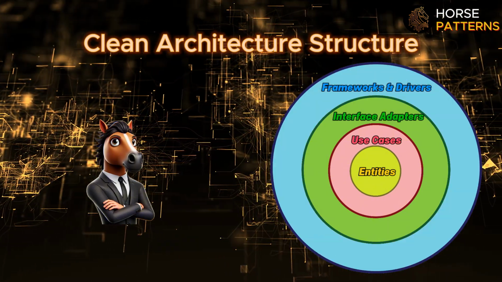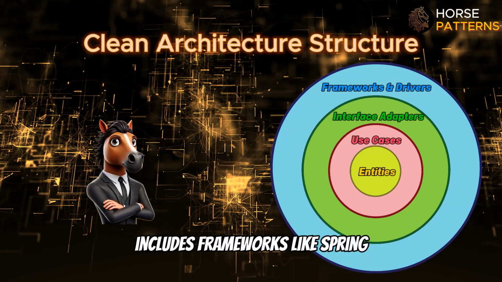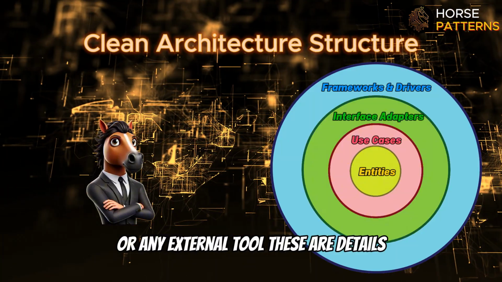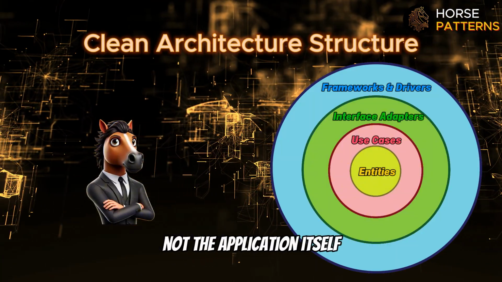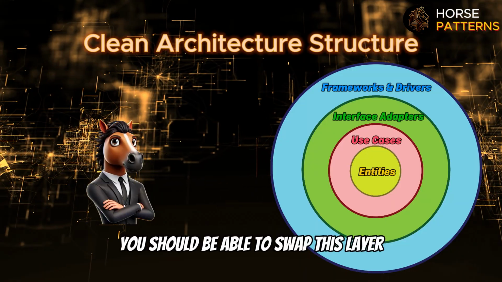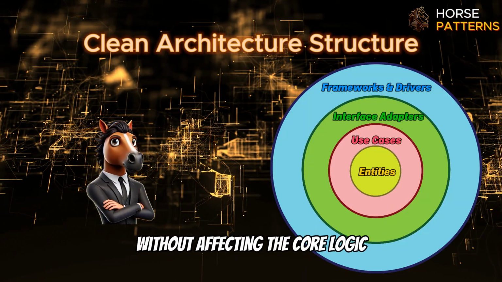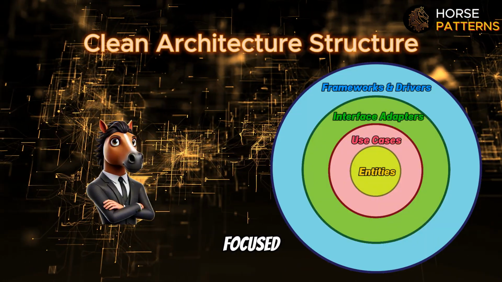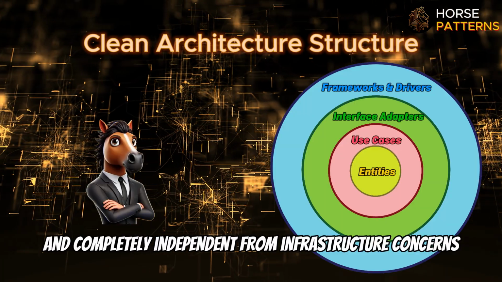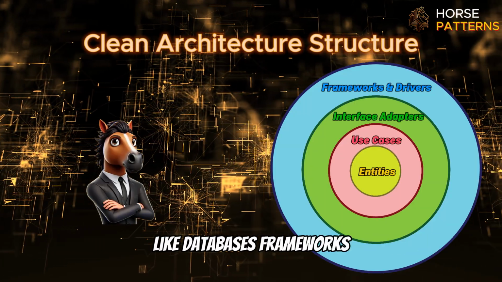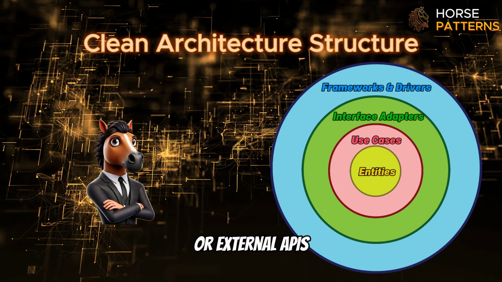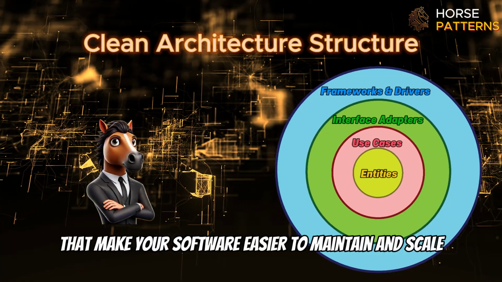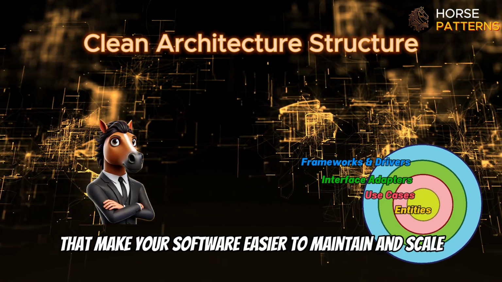Frameworks and drivers. Includes frameworks like Spring, the database, web UI, file systems, or any external tool. These are details, not the application itself. You should be able to swap this layer without affecting the core logic. By doing this, your domain and use cases stay clean, focused, and completely independent from infrastructure concerns like databases, frameworks, or external APIs. As a result, you unlock several key benefits that make your software easier to maintain and scale.